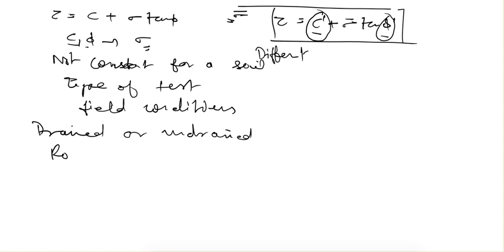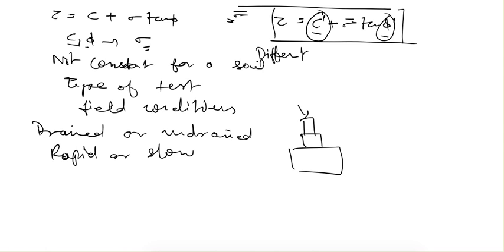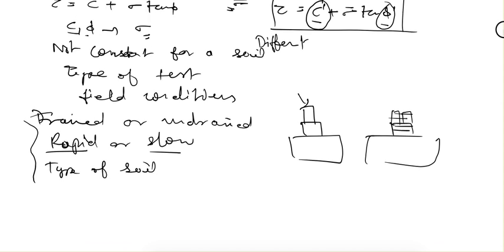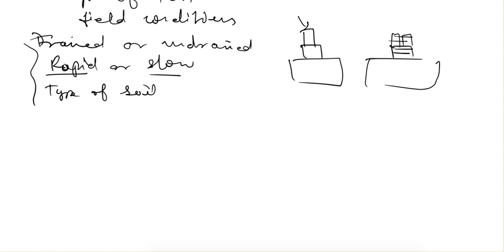And if the loading is rapid or slow, it means that when the construction is taking place, we are suddenly applying the load. That means the period of construction is less, or we are slowly applying the load. That means construction is taking place in stages and it is taking a long time. So that will be a rapid or slow loading. And the next is type of soil. So these things will affect the values of C and phi and the shear strength of the soil.